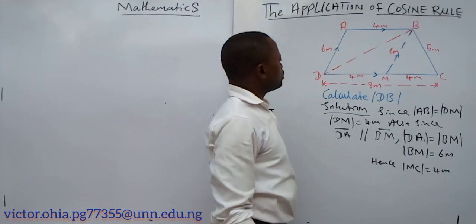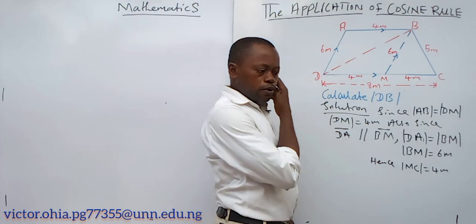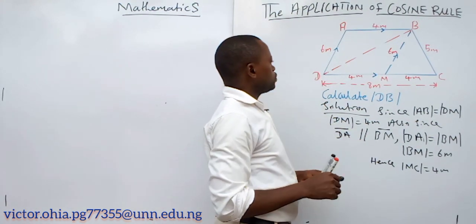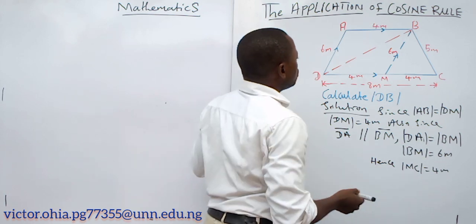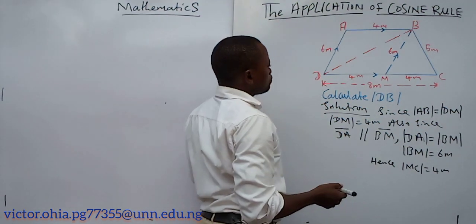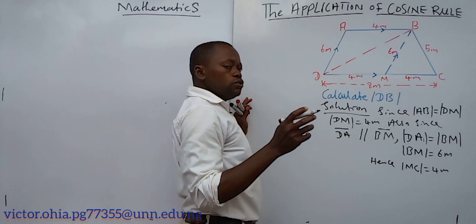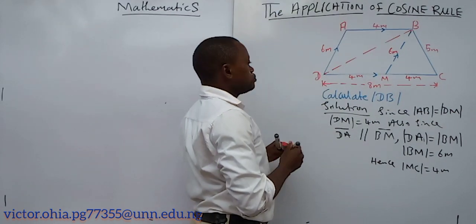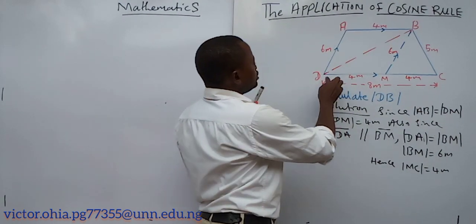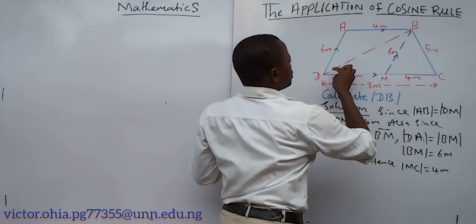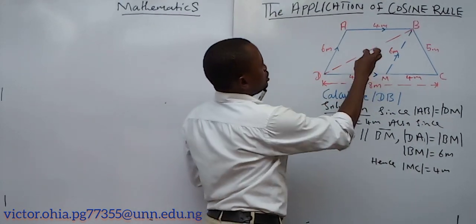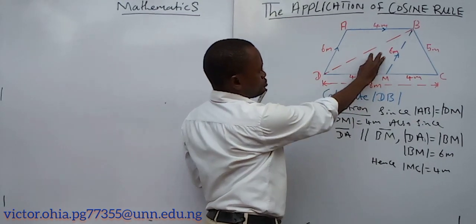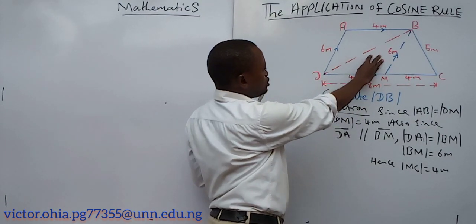question again and see where you can start from. Like I keep on emphasizing, access points in solving any mathematical problem. So where can one start from? Because if you look at this question critically, you will realize that this DB we are requested to calculate is inside this triangle. It's here.